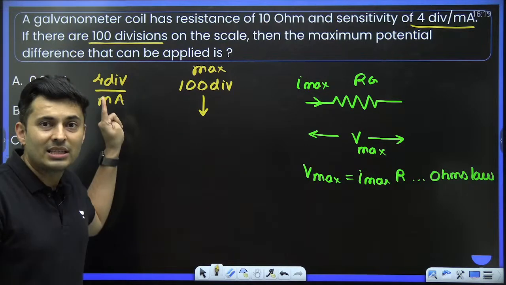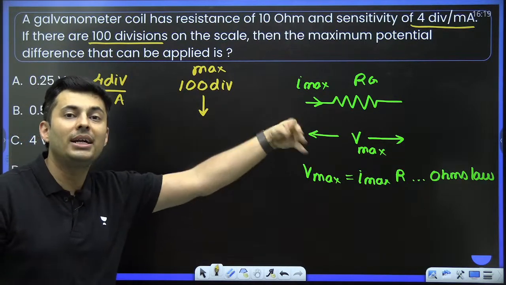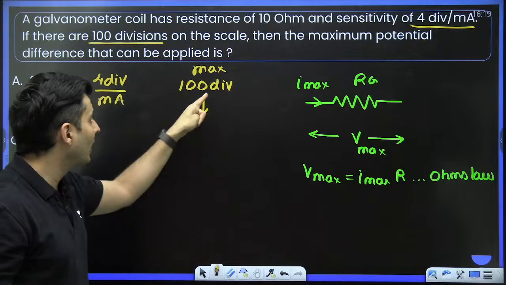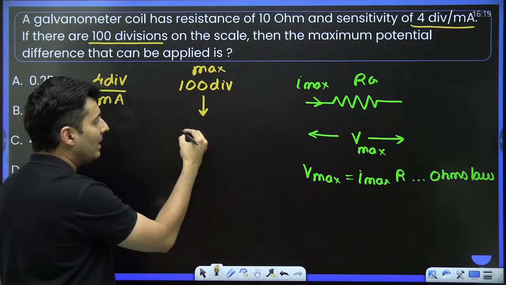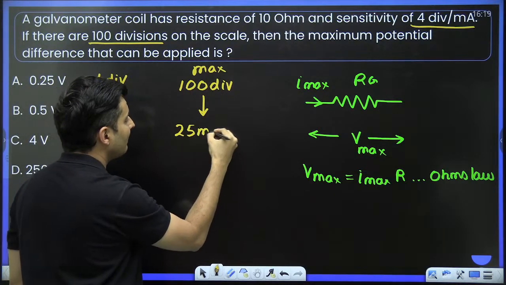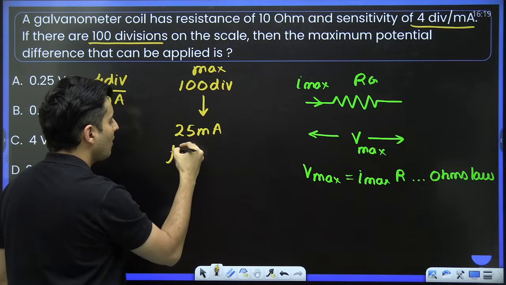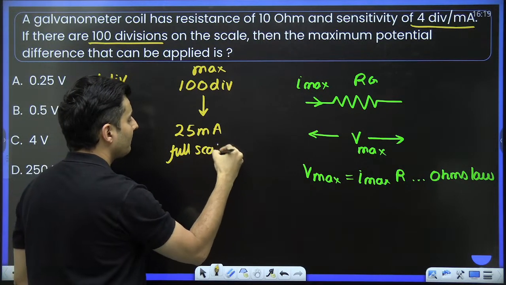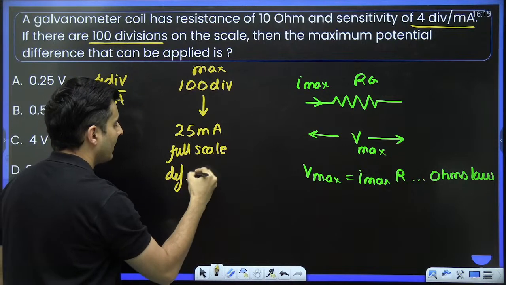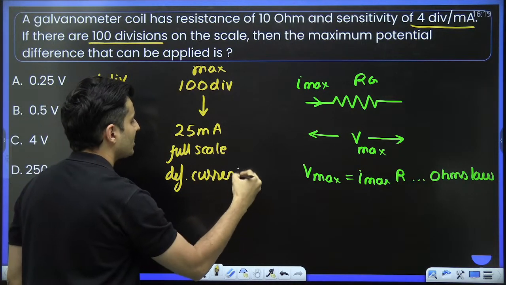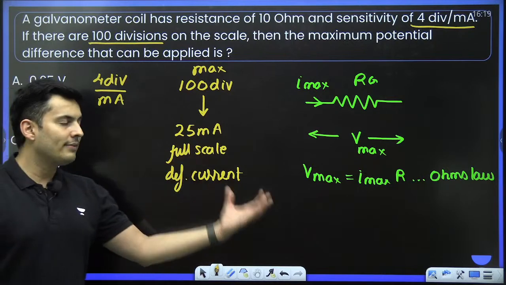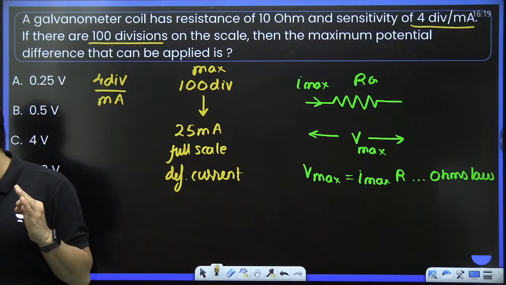Every 4 divisions is 1 milliampere. 4, 4, 4. How many times will you put it? 25 times to get 100. So how many milliamperes can you measure? Basically, 25 milliamperes is the full scale deflection current. Agree or disagree? 25 milliamperes will be the maximum current that you can measure.